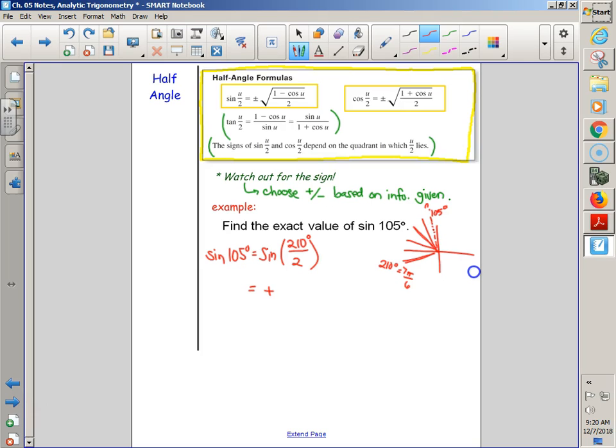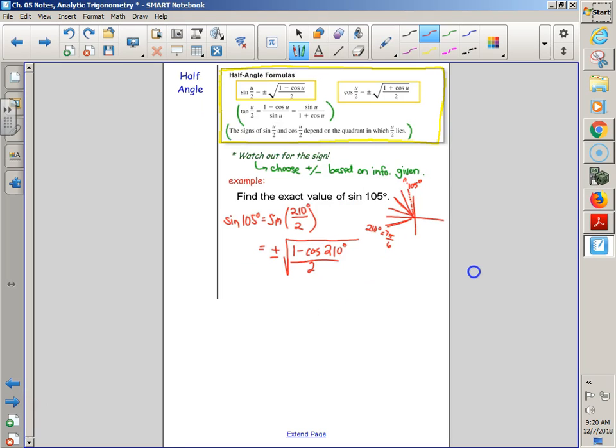And the formula says, if you just memorize the formula and write what you see on the formula sheet on Tuesday, you'll put a plus or minus, and then, 1 minus cosine of who? Well, of u. And who's u in our example? Cosine of 210, or 7 pi over 6, all over 2. What is cosine of 7 pi over 6? It's negative root 3 over 2. So square root of 1 minus that.